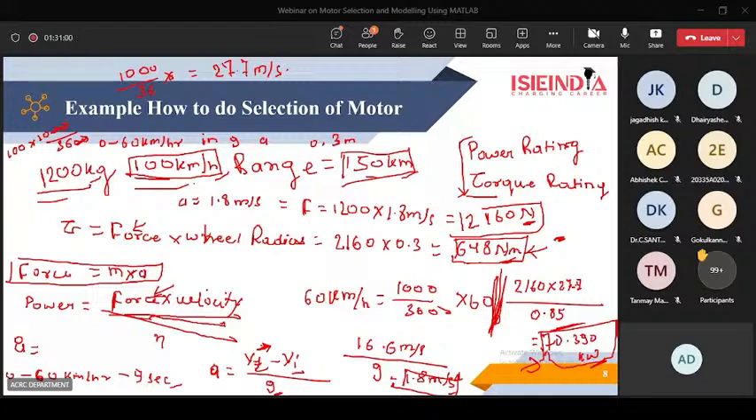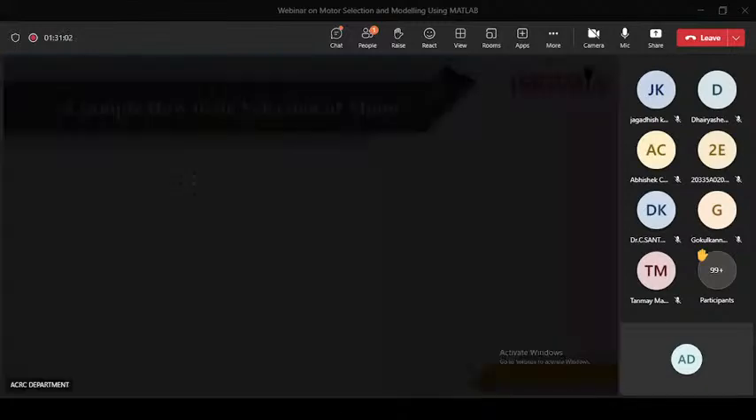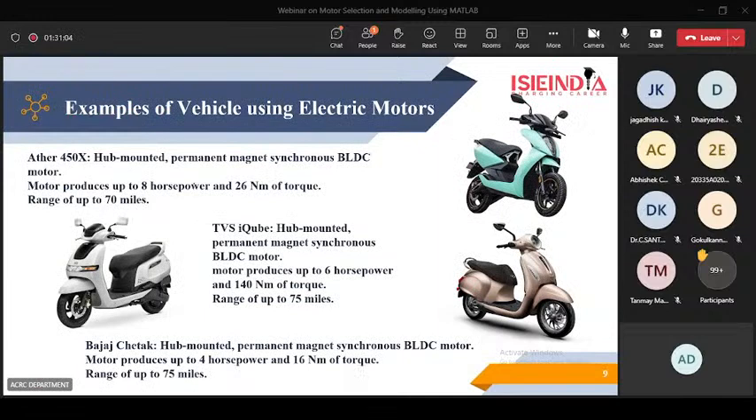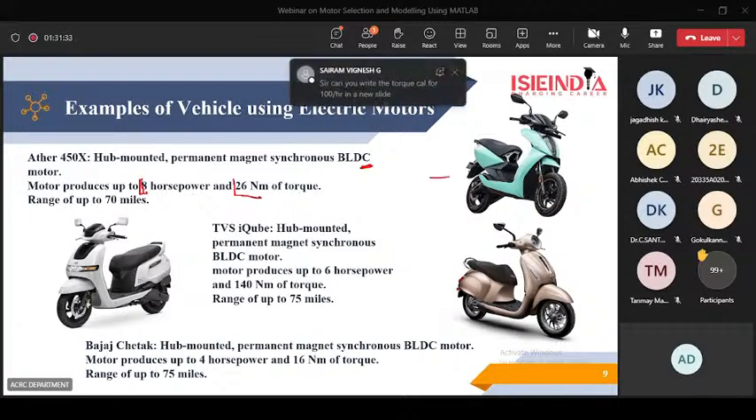Then here are some vehicles which are using electric motors, like we can see here the Ather 450X. They are using a BLDC motor, and the motor here is 8 horsepower and 26 Newton meter. I already told you that in the previous calculation we were focusing on power as well as torque. So here the motor rating of this particular vehicle is mentioned.